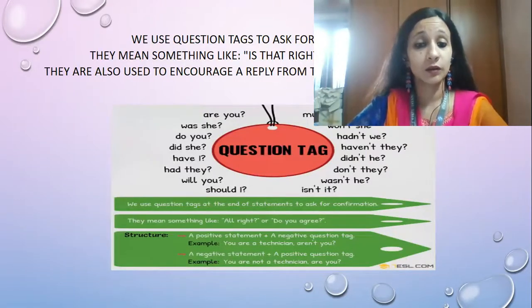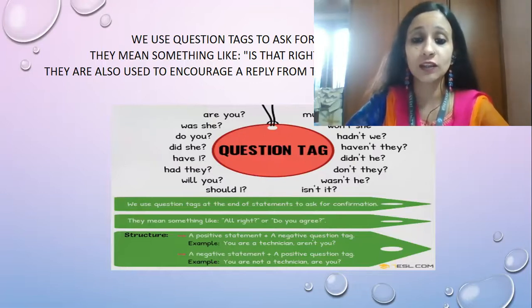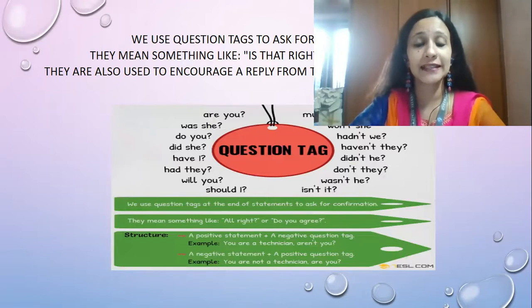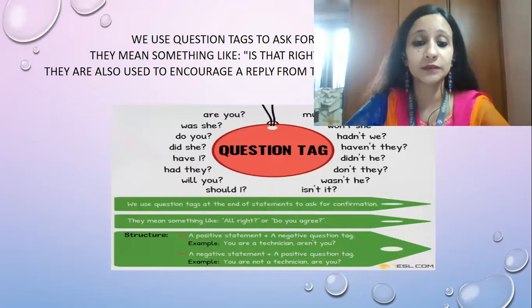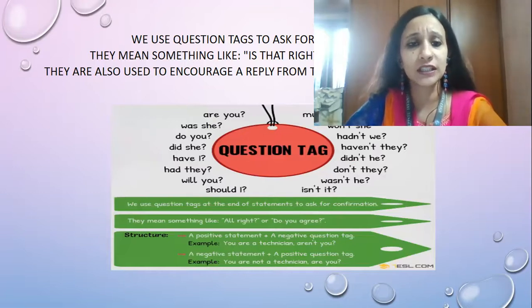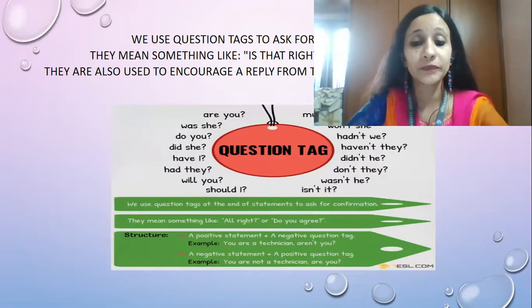When do we use question tags? Like we said before, it is in order to encourage a reply from the person who you are speaking to. We use question tags at the end of a statement, an interrogative statement, in order to ask for a confirmation. Look at this sentence, for example. You are a technician, aren't you? There is an element of doubt here which you want to double confirm, aren't you? You are not a technician, are you? What difference do you see in these two sentences?